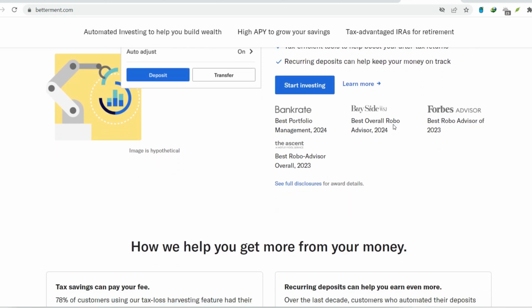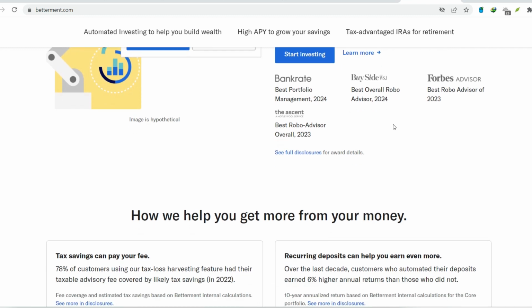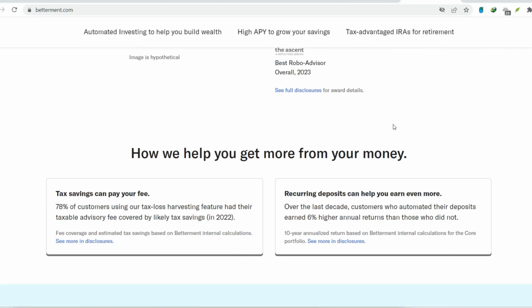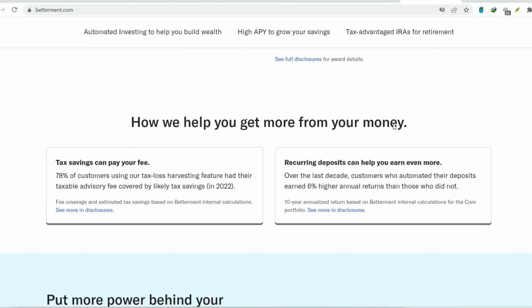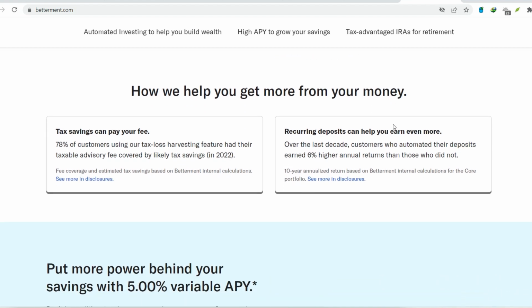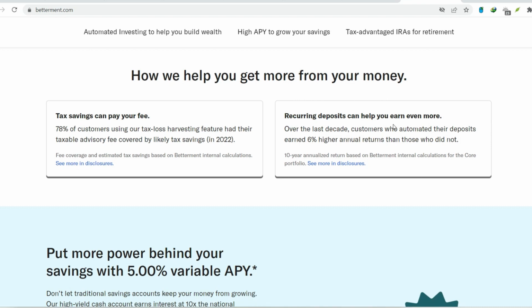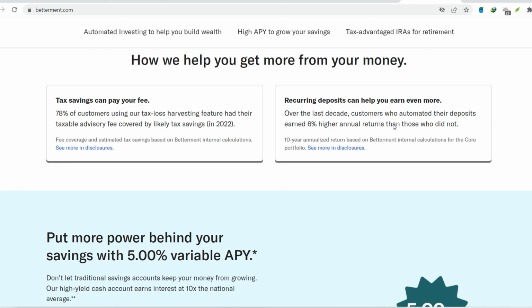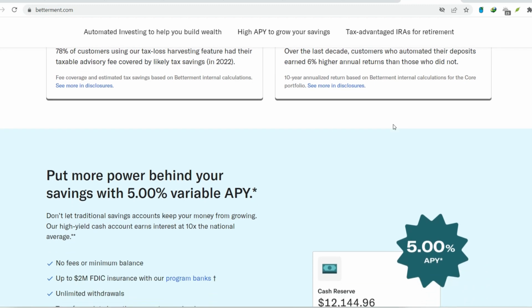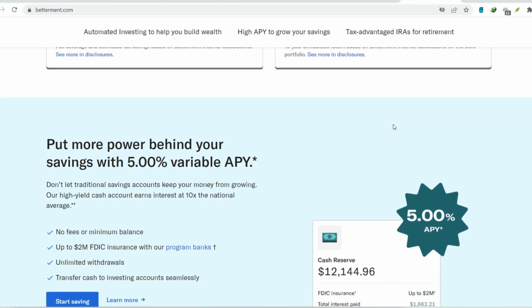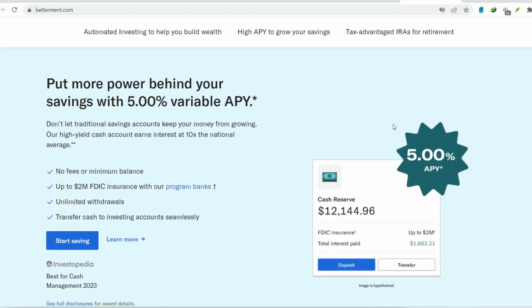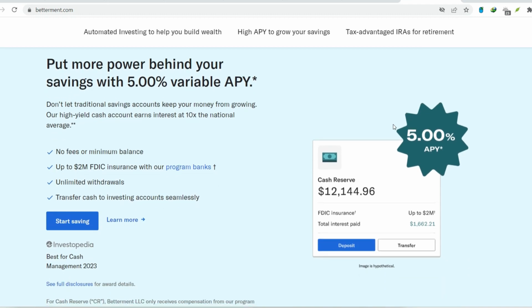Absolutely. Betterment allows you to open both traditional and Roth IRAs, giving you the flexibility to choose the tax strategy that aligns best with your financial goals. Here's where things get interesting. Let's say you're just starting your career. You might be in a lower tax bracket now, making a traditional IRA with its upfront tax deduction more appealing. But as your income grows and you move into higher tax brackets, a Roth IRA might become a better fit for your future tax situation.